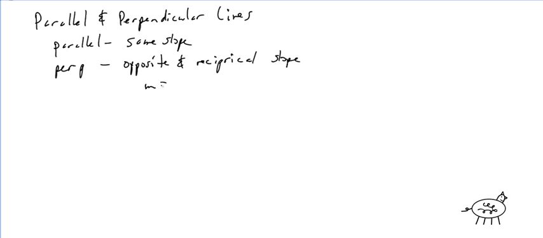And what I mean by that is if you have a slope of 5, opposite reciprocal means you change the sign and you flip the fraction. That's all it is. So it's m equals negative, and it's 5 over 1, so it's 1/5. So it's negative 1/5.